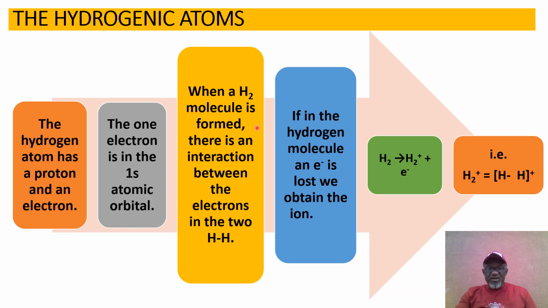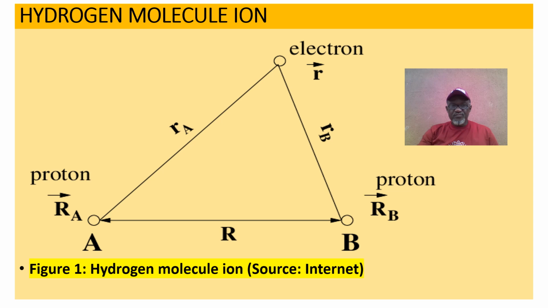When a hydrogen molecule is formed, there is an interaction between the two electrons in the two hydrogen atoms. If in the hydrogen molecule an electron is lost, we obtain the ion. Look at it, hydrogen molecule losing an electron, so we have the hydrogen molecule ion. That is this. All these are what we call hydrogenic atoms.